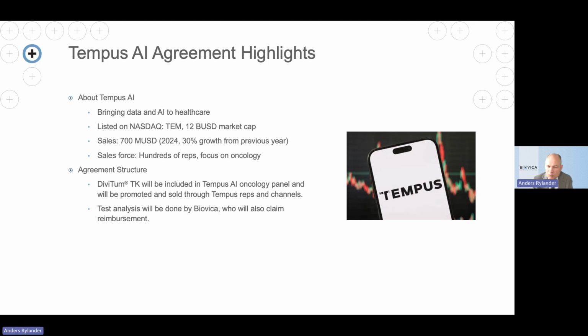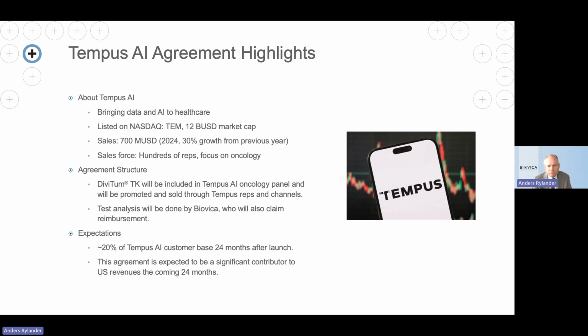And this means that we will have the upside if we can improve the current level of reimbursement by entering more agreements, for instance, with private payers. This improved margin will be to Biovica's advantage.